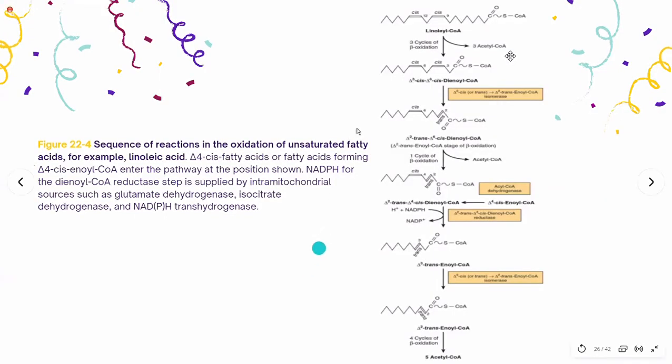Here you are. You have two double bonds. So you cut this off. 3 acetyl-CoAs can be formed through beta oxidation. And now you come up with this one. That is the beta carbon there, carbon 3, and you have a double bond. So you are going to change this with an isomerase and it becomes a trans. In that way, you can cut off 2 acetyl-CoAs and then you come up with this one here. All right.